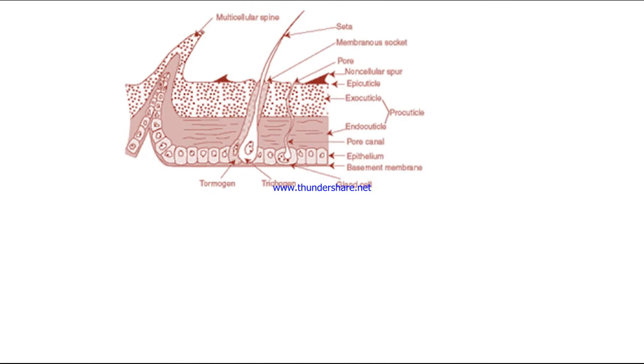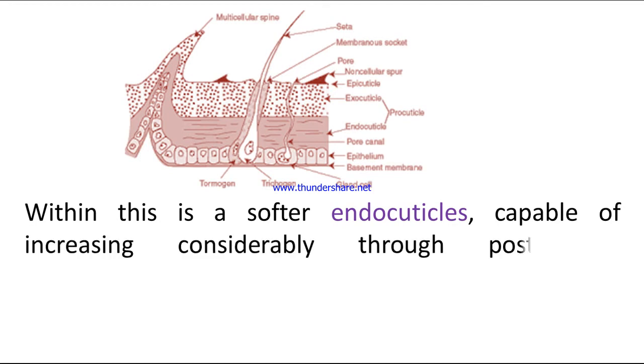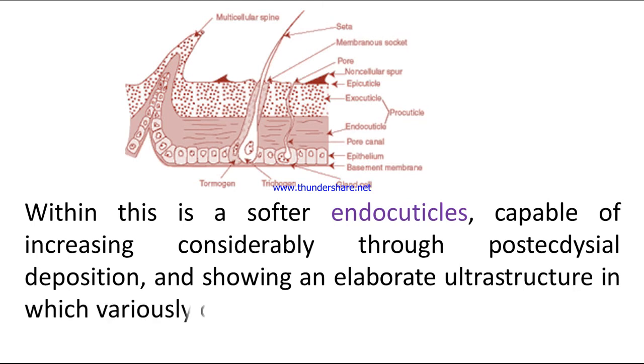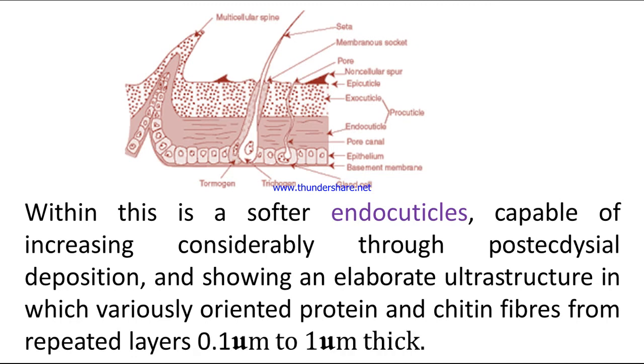Look at the picture of the body wall of an insect. Within this is a softer endocuticle capable of increasing considerably through post-ecdysial deposition and showing an elaborate ultrastructure in which variously oriented protein and chitin fibers form repeated layers 0.1 micrometer to 1 micrometer thick.